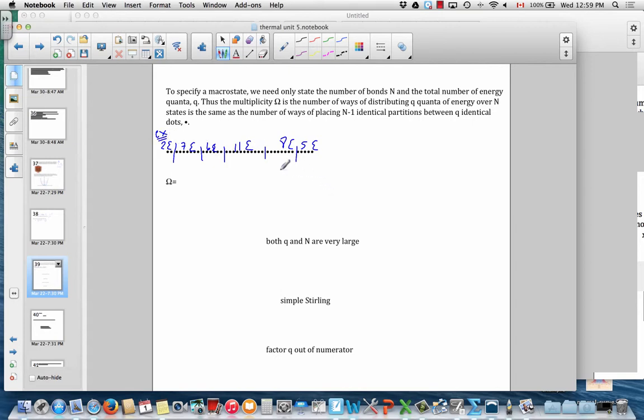And so this way of partitioning energy up over chemical bonds, we want to count the number of ways that we can do that, because that ultimately is the multiplicity of a macrostate. So if you like, this is like a list of Q symbols, because there's Q dots here. So there's Q identical dots, and then there's n minus 1 partitions for n bonds. So for instance, with 1, 2, 3, 4, 5, 6 bonds, we needed 5 partitions.